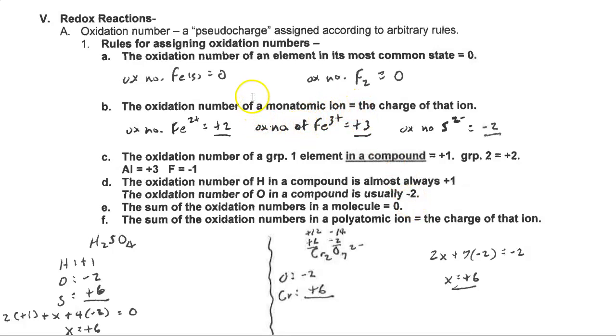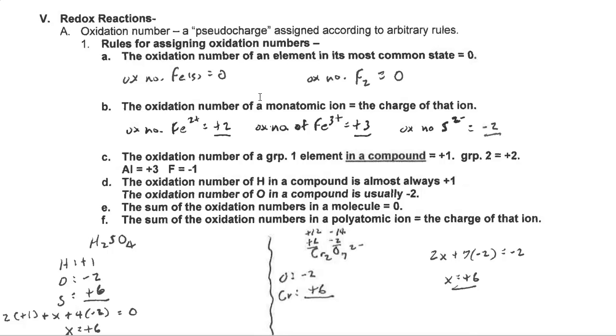Because in a redox reaction, or an oxidation reduction reaction, it's all about electrons. What you're doing is trading electrons. This is picking up electrons, this is losing electrons. So you have to be able to keep track of where they are and where they're going, and that's what oxidation numbers allow you to do. So if we're going to talk about all that in a meaningful way, we have to talk about oxidation numbers first.